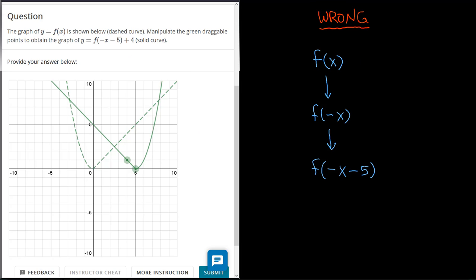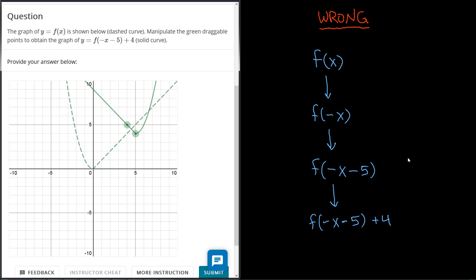And then finally, the last thing we want to do is the +4. Okay, so let's see here. So if my function is f of -x minus -5 and then +4, let's finish it. So that +4, when you add 4 to the outside of a function, that's going to be a vertical shift up by 4. So we move the graph up by 4, and there we go.